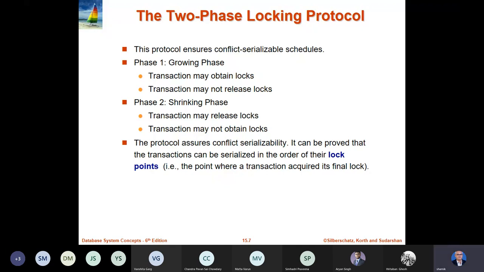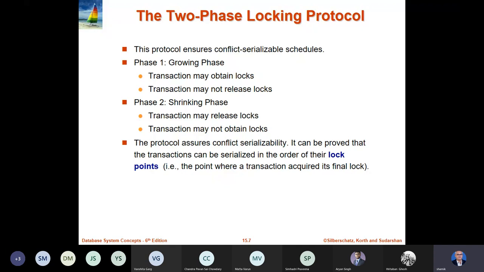As I said, there is a growing phase, there is a shrinking phase, and it ensures conflict serializability. And the point at which any transaction has acquired all its locks, after which it will only be releasing locks, is called its lock point.